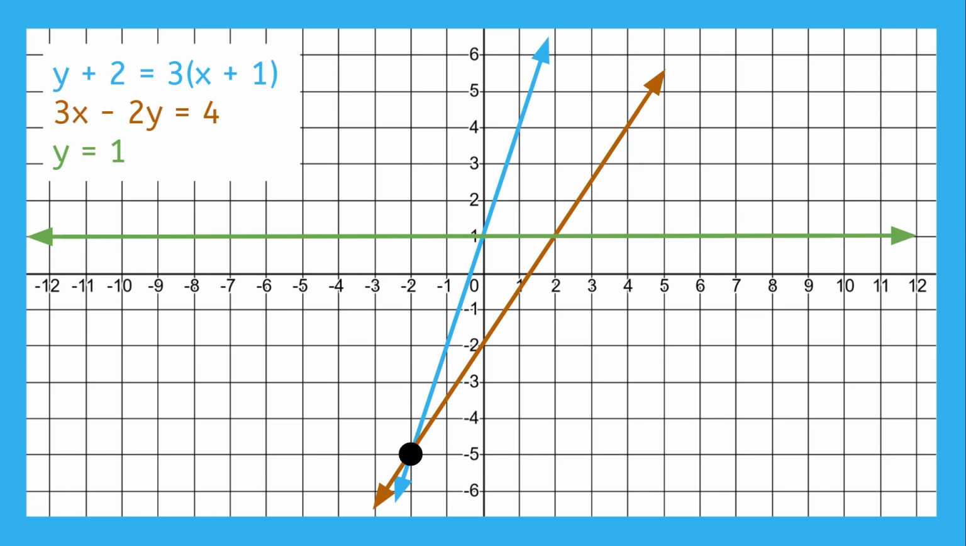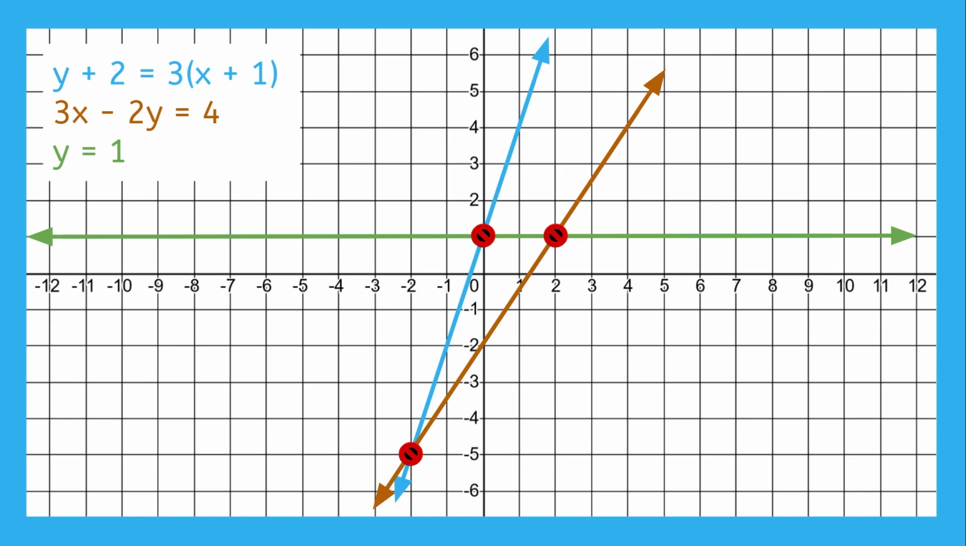Well, no, wait, it's a solution for blue and orange, but not green. So it doesn't work for the whole system. Okay, then the solution is (0, 1). Oh, no, but that isn't on the orange line. We might as well rule out (2, 1) also because it's not a solution for blue.